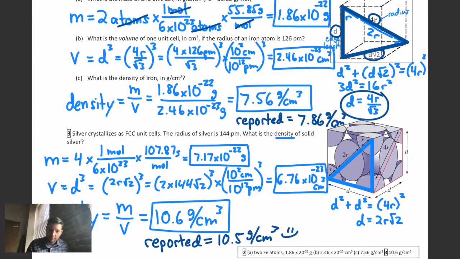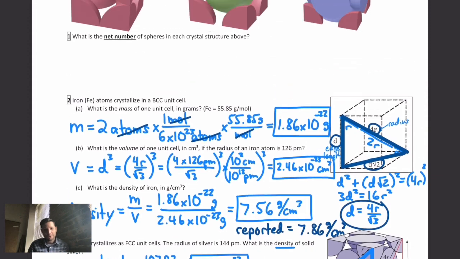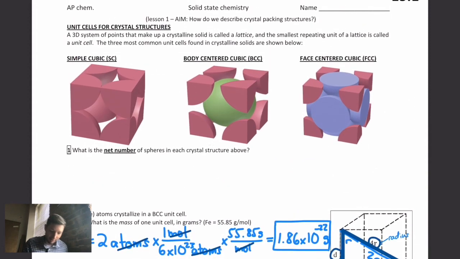Those are the three common types of unit cells that are cubic. There are others, but we're going to focus on those. And most of this lesson was really just about geometry and dimensional analysis. We'll look forward to some other unit cells and see some other applications of crystals in chemistry.